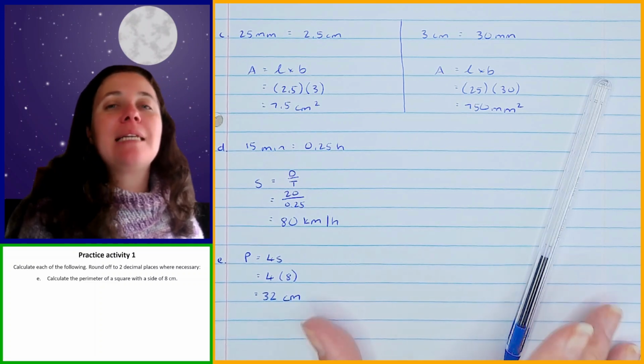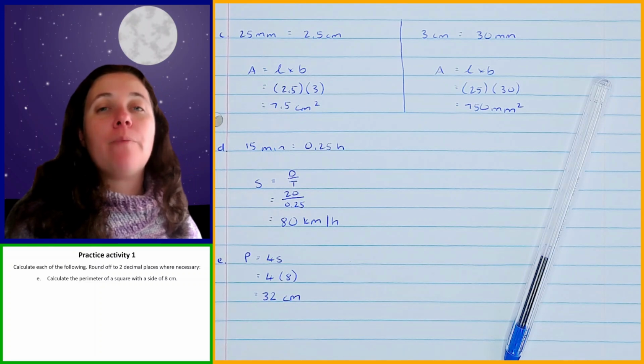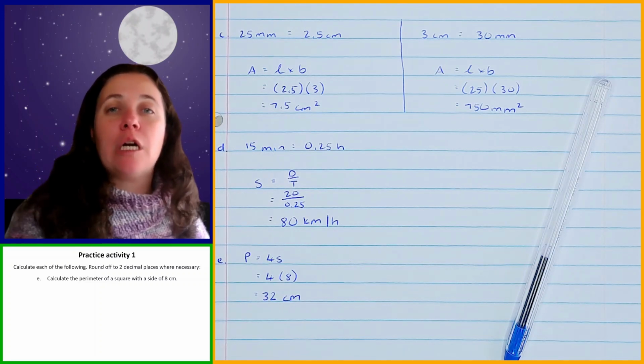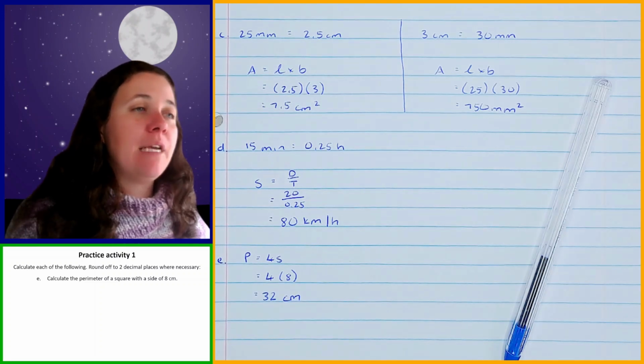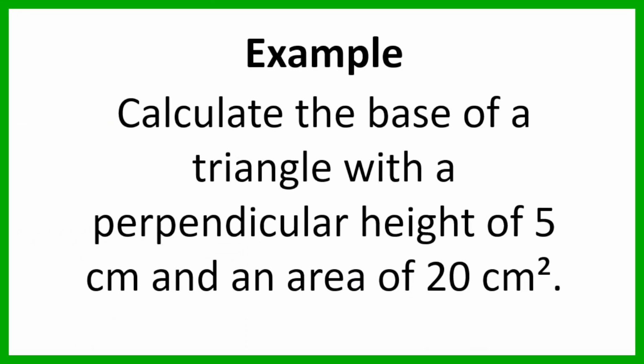Right, so that's how you find outputs using formulae. Now we can also use formulae to kind of go backwards. If you've got the output and you've got the other measurements, you can work out a missing measurement. Okay, so that's what we're going to be doing now. So over here, here's our first example in this section. It says calculate the base of a triangle with a perpendicular height of 5 centimeters and an area of 20 centimeters squared.